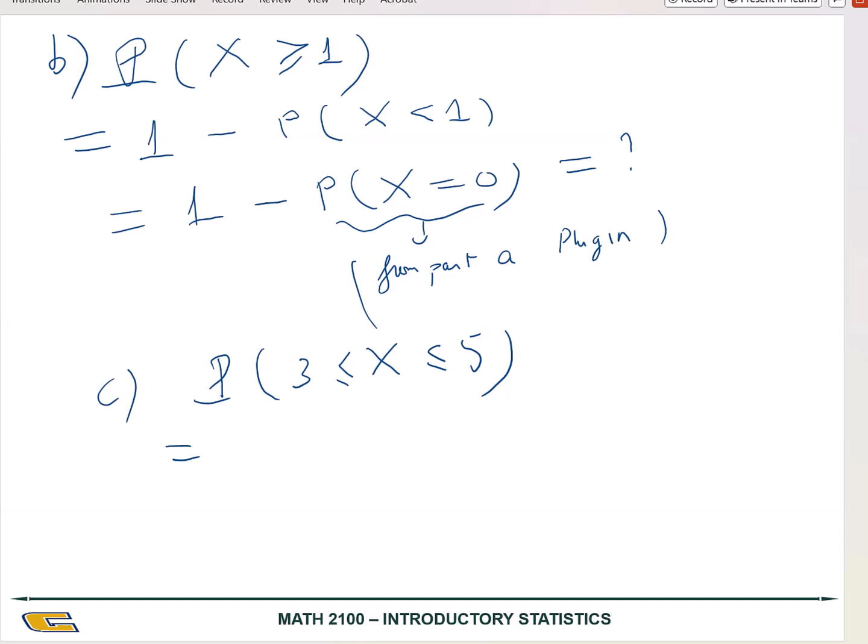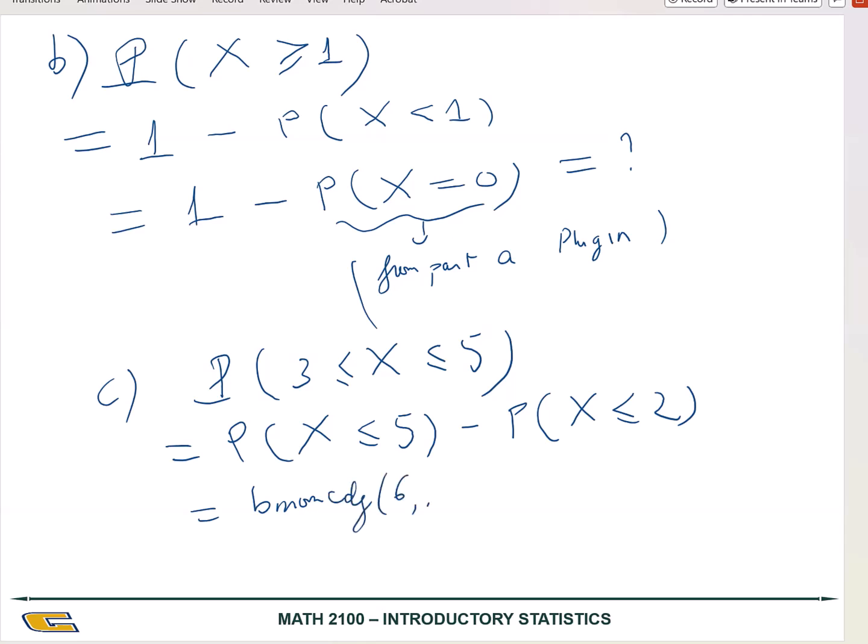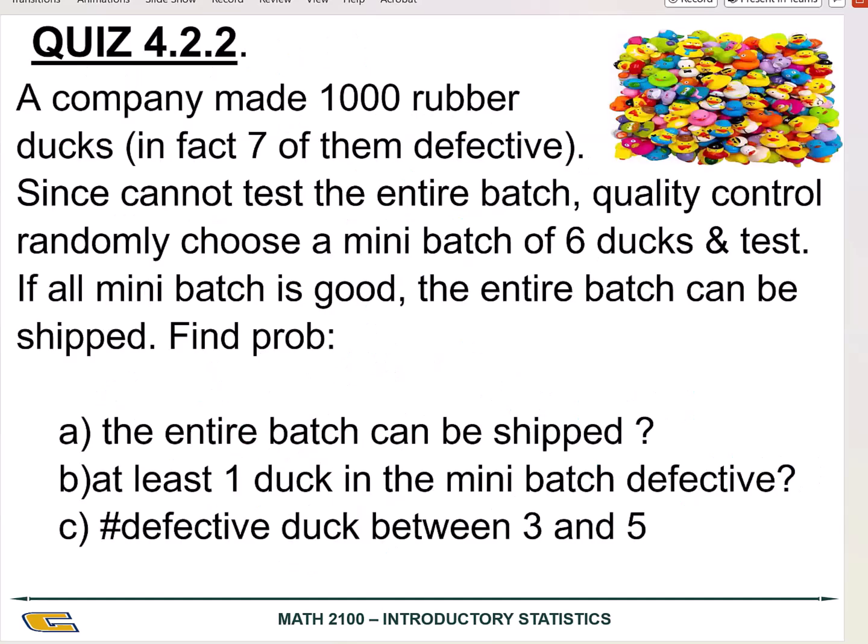So we can do it by using X equals 3 plus 4 plus 5. But I suggest using this strategy, right? Subtract X less than or equal to. So in this case, it's just a binomial CDF (6, 0.07, 5) subtract binomial CDF (6, 0.07, 2). And this is your job, okay? So this will be the pub quiz for today's class, okay?